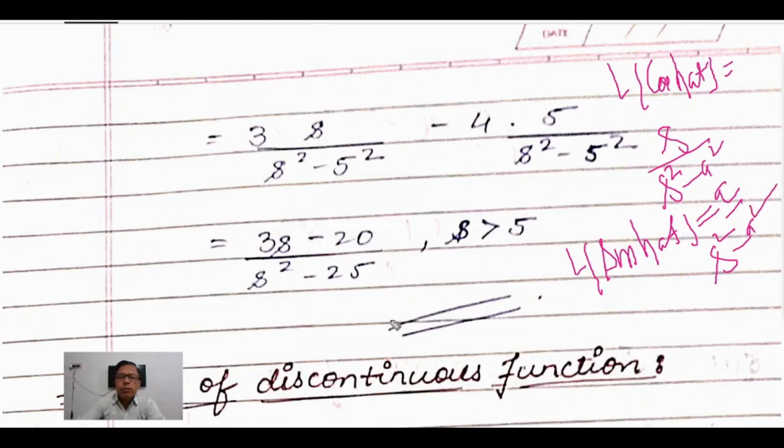By using these formulas we have 3 into s upon s square minus 5 square minus 4 into 5 upon s square minus 5 square. Taking LCM and simplifying, we have 3s minus 20 upon s square minus 25, which is the answer.